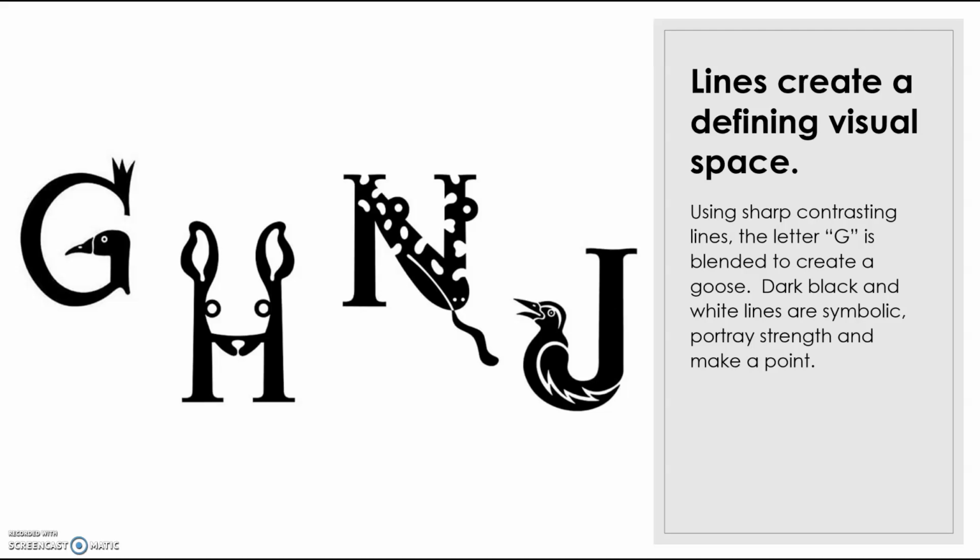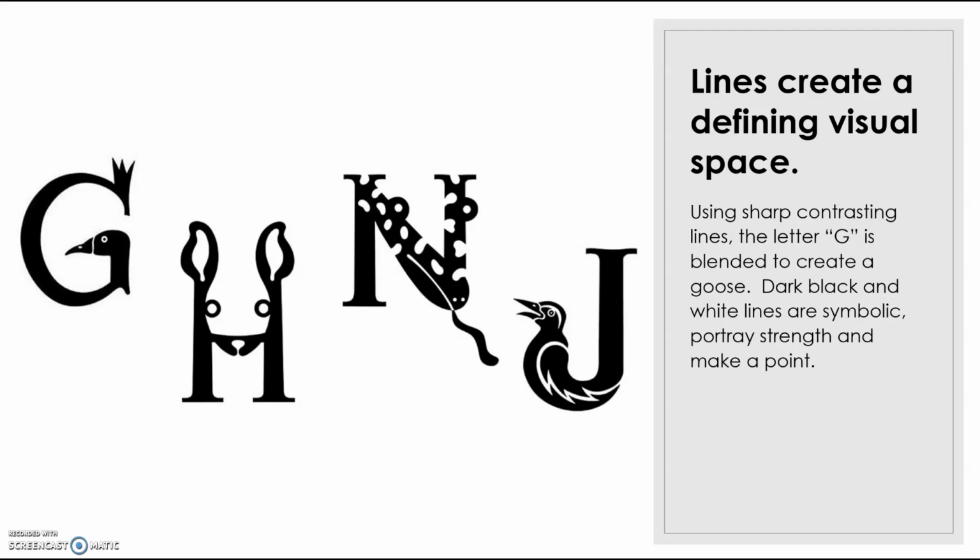The next one is pretty unique. This one is one that I found pretty interesting because it's just black and white, and it's the alphabet. Lines create a defining visual space. So just using black and white and letters, the author using sharp contrasting lines, you'll see in the letter G, is blended to create a goose. Dark black and white lines are symbolic, portray strength, and make a point.